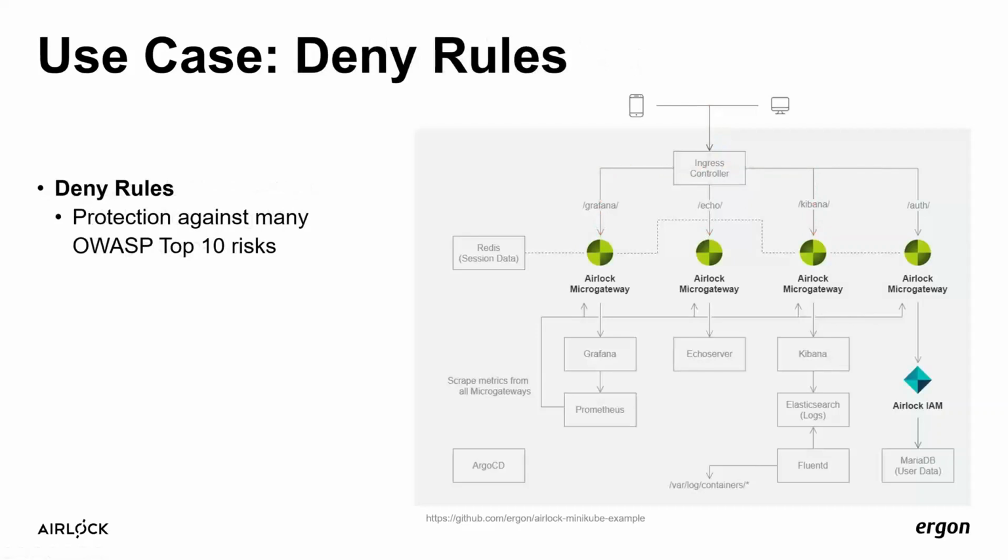The second use case I'd like to present afterwards is deny rules. So a request with an attack string is sent to a particular service. And of course, we do want this kind of request to be blocked by Airlock Microgateway and not sent to the backend service.